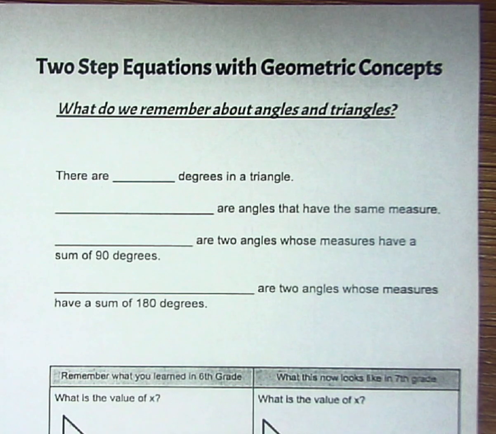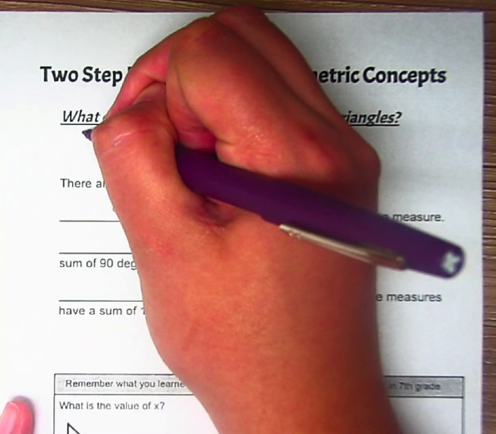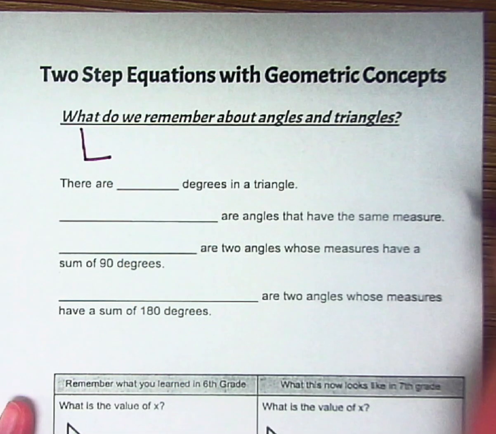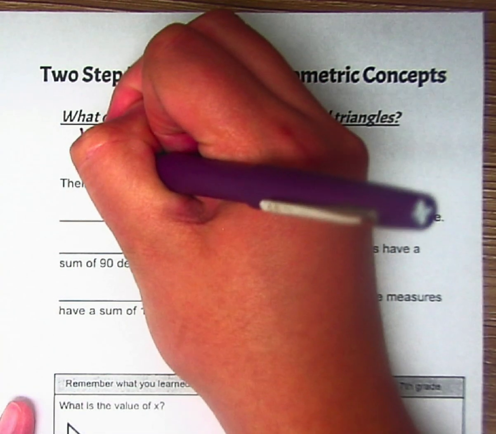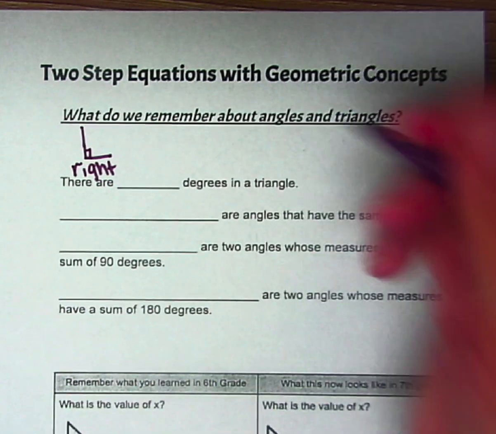Alright guys, so today we're going to be talking about two-step equations with geometric concepts. So what do we remember about angles and triangles? Well, let's talk about our angles. We have a right angle. Let's go ahead and write that. Remember guys, if I'm writing, you're writing.